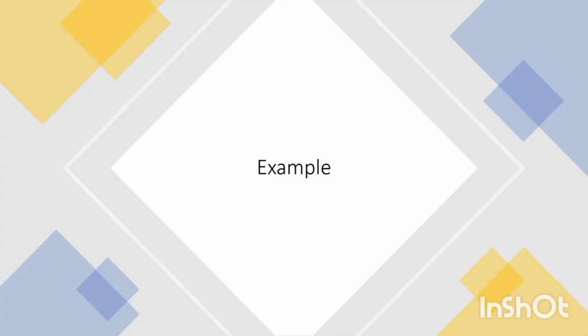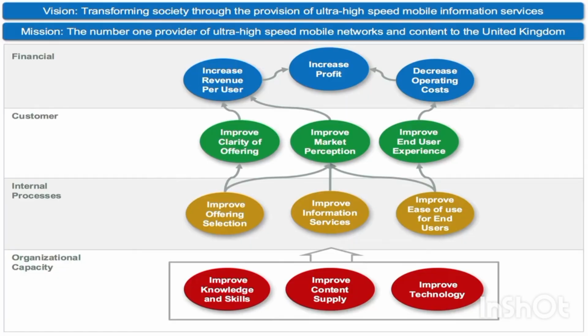So now I will tell you an example of a balanced scorecard. This is a good example I made for you guys especially to understand what a balanced scorecard is. The vision of this is transforming society through the provision of ultra high speed mobile information systems, and the mission will be the number one provider of ultra high speed mobile networks and content to the United Kingdom. If you want to know the difference between vision and mission, then go back to my channel and find a playlist of basic differences between MBA terms, and you will see it there.